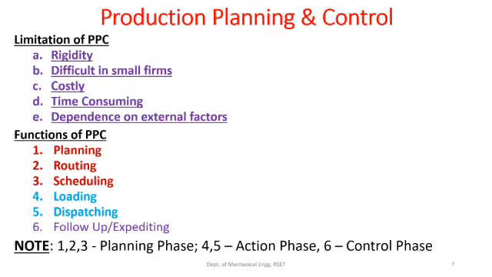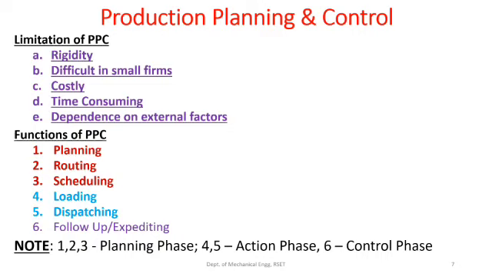So these are the 6 different functions, and these functions are divided into 3 phases. Functions 1, 2 and 3, the ones that are colored in red, that is planning, routing and scheduling, fall under the planning phase, and this is where what is to be done, where it is to be done, and when it is to be done is decided. So functions 1, 2, 3 fall under the planning phase. Functions 4 and 5, that is loading and dispatching, are the action phase where you actually carry out the production activity. And the sixth function, that is follow up or expediting, is a control phase.